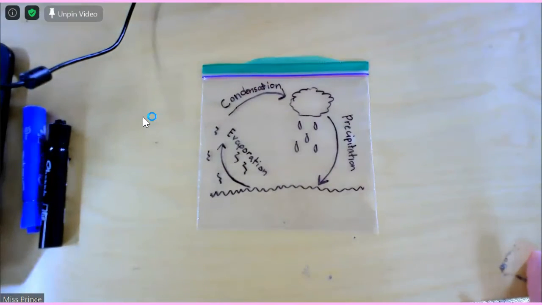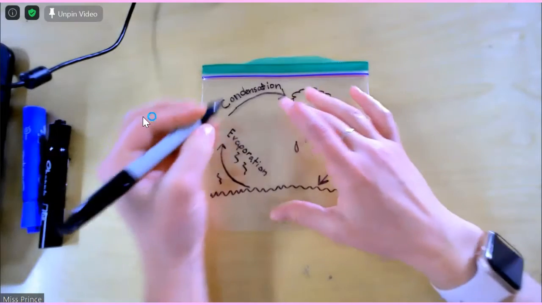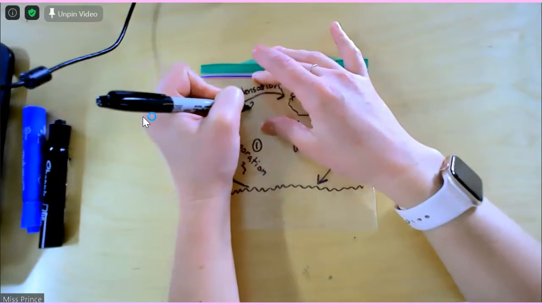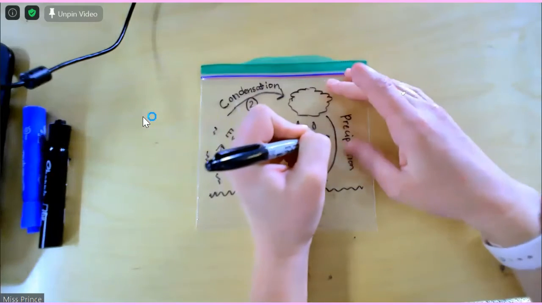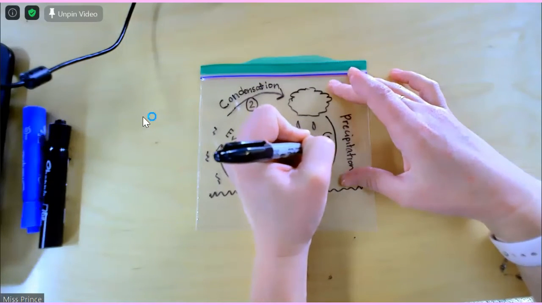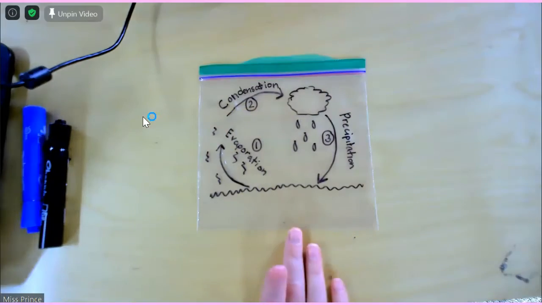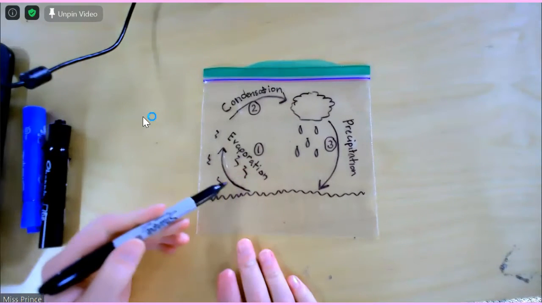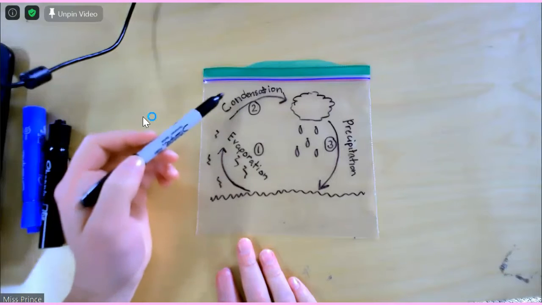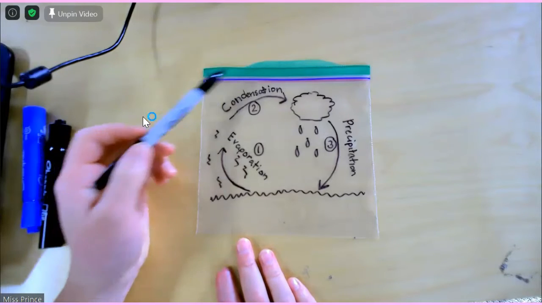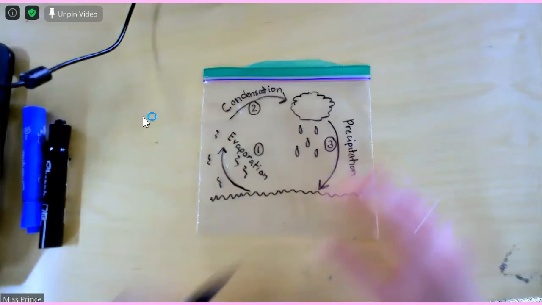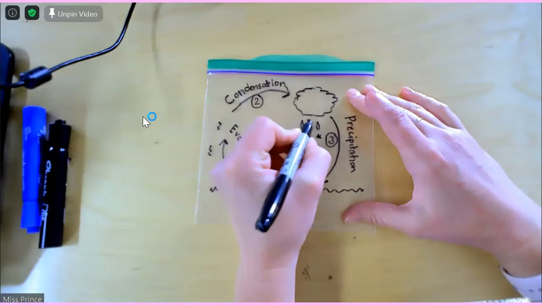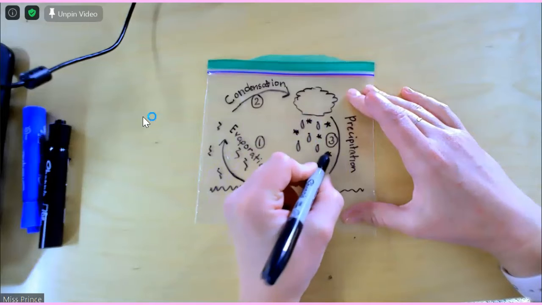Condensation. So we have this cycle on our bag, and I want to label 1, 2, 3, because those are the orders of the steps that they just taught us in that video. Everyone say it. I know you're muted, but I want you to say it anyways. Evaporation, condensation, precipitation. And I'm going to add some snowflakes here, because sometimes it's snow. Hopefully not anytime soon.